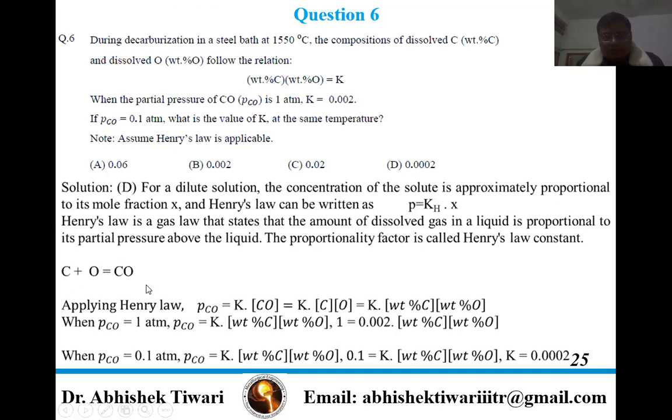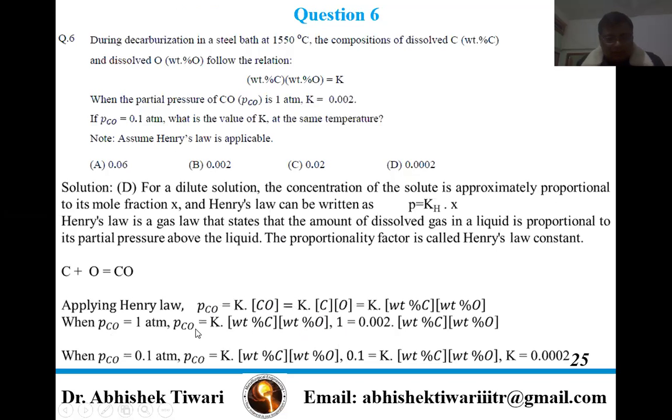So C plus O giving you CO as the equation, and according to Henry's law, PCO should be equal to K into CO. But this CO is going out in decarbonization. So this can be written as K into C into O, that is, K into weight percent of C and weight percent of O. Now this is similar to the given equation. So when PCO is equal to 1 atmosphere, PCO equals K into weight percent of C and weight percent of O.